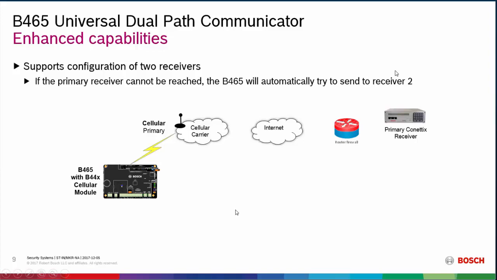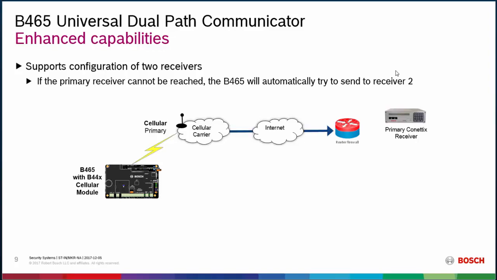This is a somewhat complicated diagram here to basically show the redundancy that we have built into this product. From a cellular and Ethernet perspective, and from a primary and secondary receiver perspective, the redundancy that we've built into this product ensures that your signals make it to the central station.